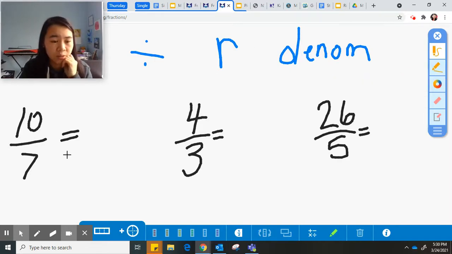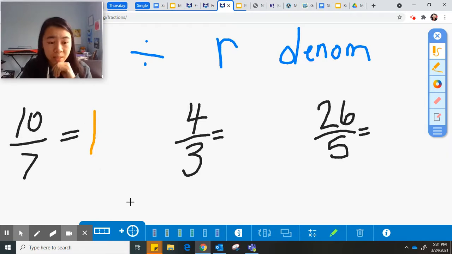Okay, so we're going to divide. If we have 10 Skittles, I like using Skittles for example, how many groups of 7 can we make? Or 10 divided by 7. You can also think of it as how many times can you pull a 7 out of 10, whichever way you like to think of it. We can pull out 1 full 7.